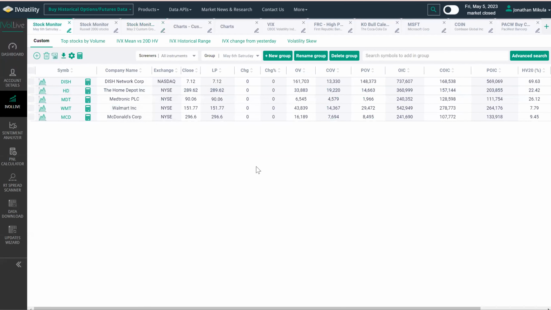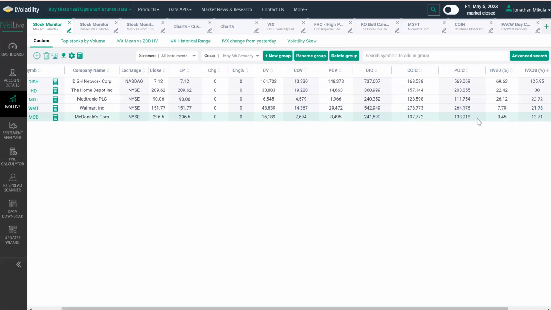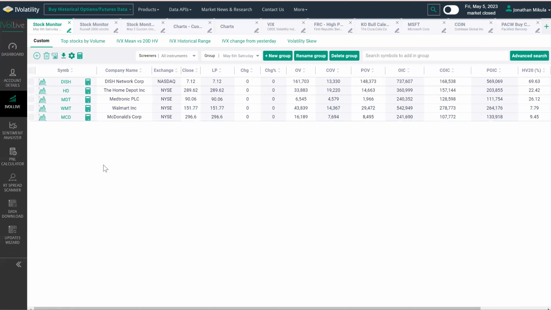Now, how do we add to or take away? So as we do additional analysis on this group, we might say, look, McDonald's, this implied volatility is so low, it's not even worth selling any kind of options against this name at 13.71 for implied vol. It's kind of boring. Nothing's really happening. We're not bullish. We're not bearish. You could put a check by the name, and then you could hit this trash can icon. And now you have eliminated that stock from your custom group.